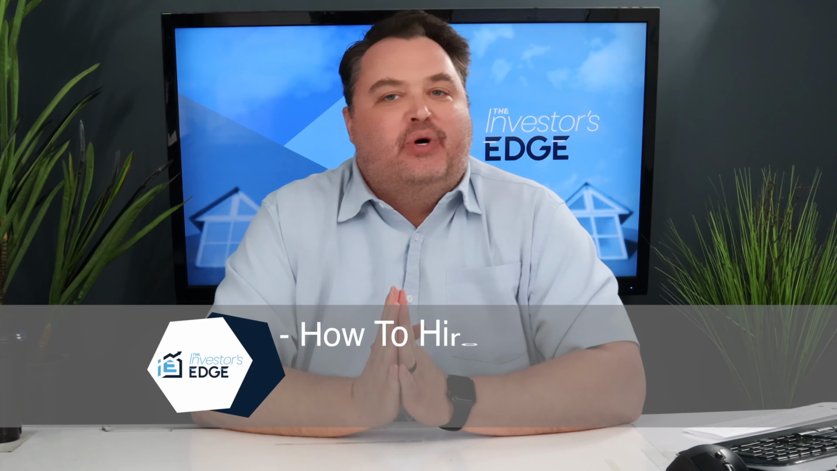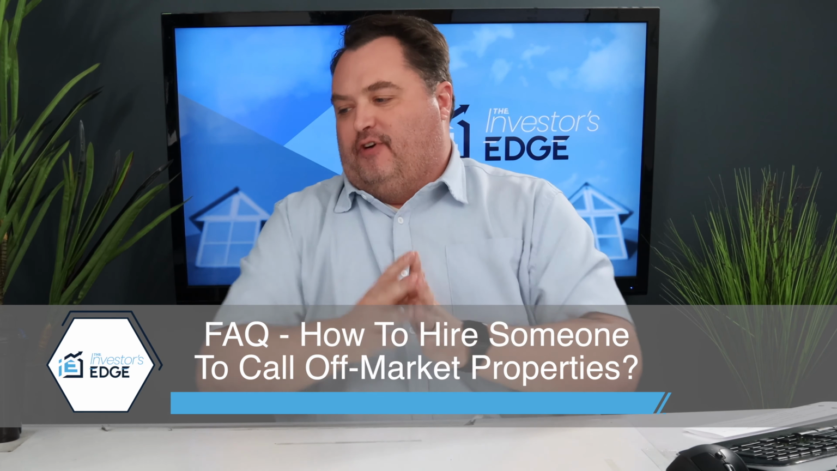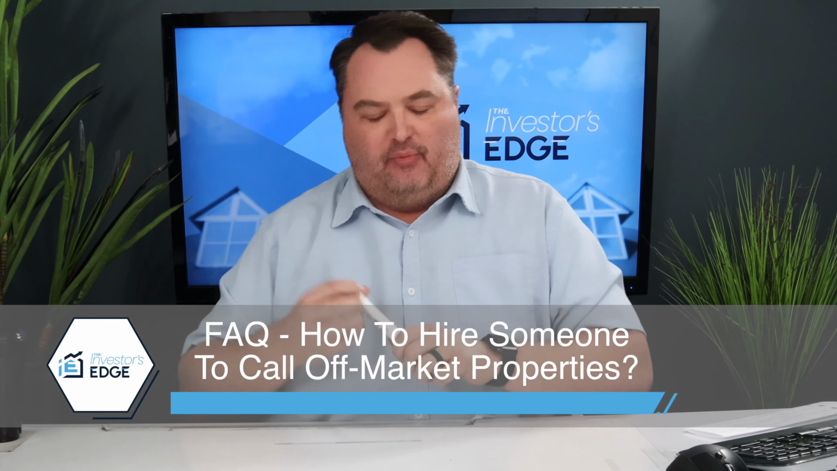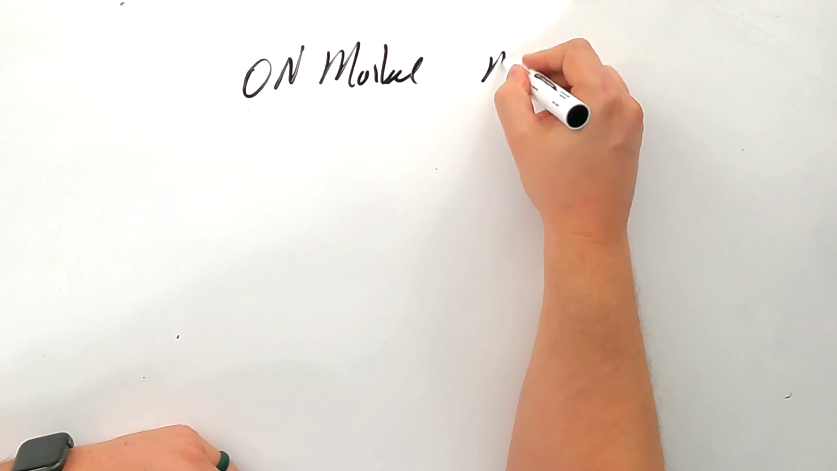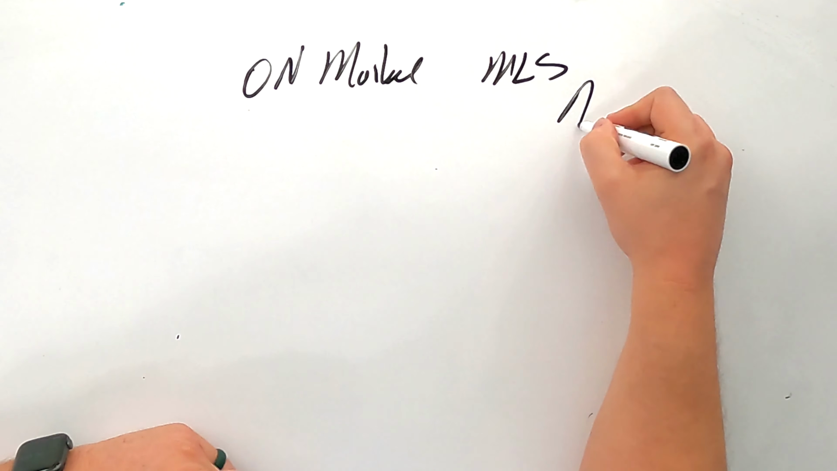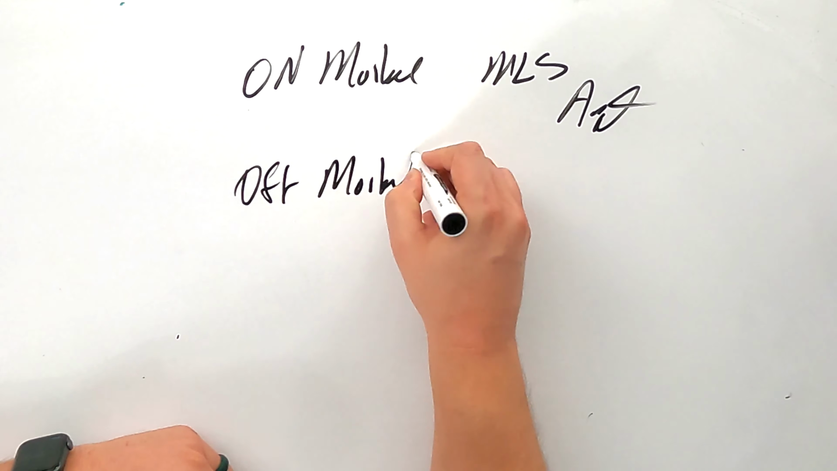How to hire someone to call off-market properties. Okay, first off, on-market properties, off-market properties. On-market is properties that are listed on the multiple listing service with an agent. Off-market properties is basically everything else.